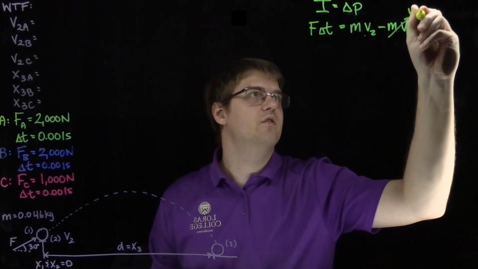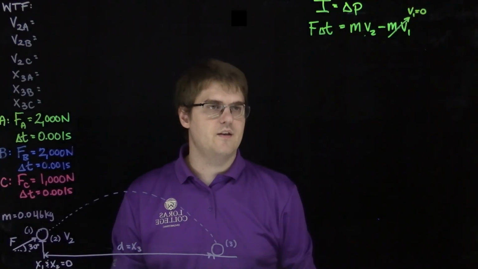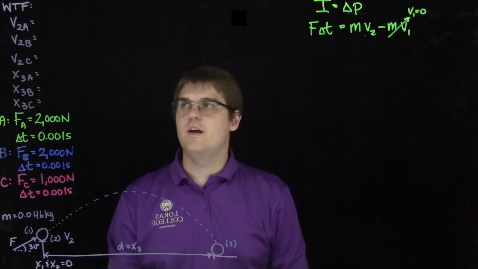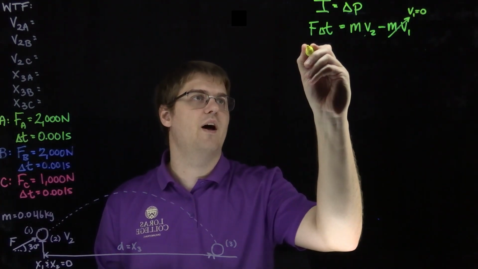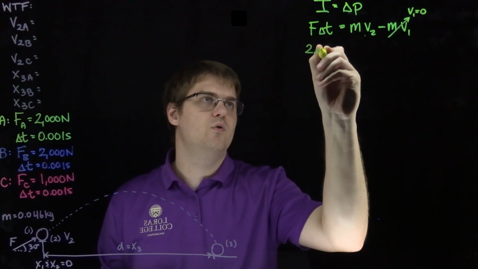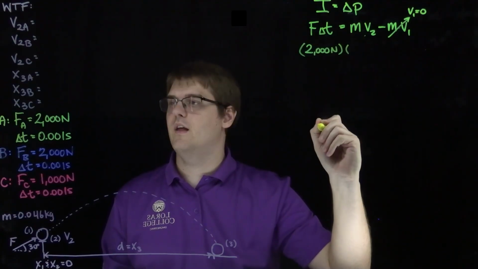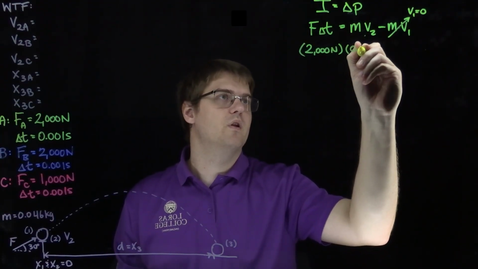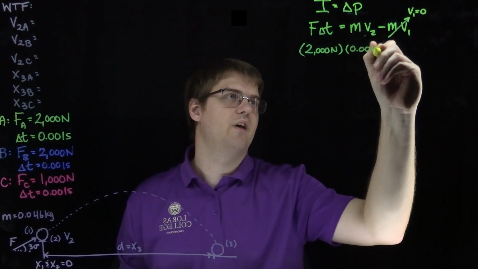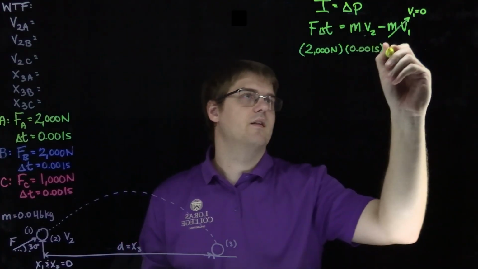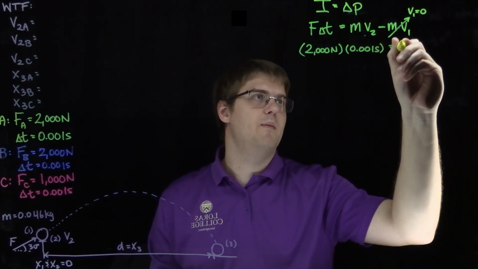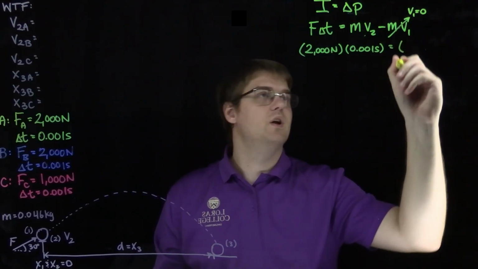Velocity at 1 is 0. Now if I fill this in for golfer A, I can say that golfer A is providing a total of 2,000 newtons of force. They're applying that force for 0.001 seconds.